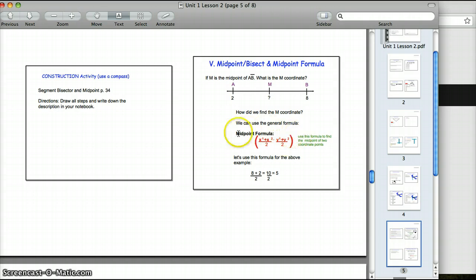So here's the midpoint formula. It's x1 plus x2 divided by 2, comma, y1 plus y2 divided by 2. Now, M is the midpoint of A and B. So what's the coordinate of M? If we look down here, we've got 8 plus 2 divided by 2. 8 plus 2 is 10, divided by 2 is 5. So the coordinate of M would be 5, and M is in the middle of A and B.